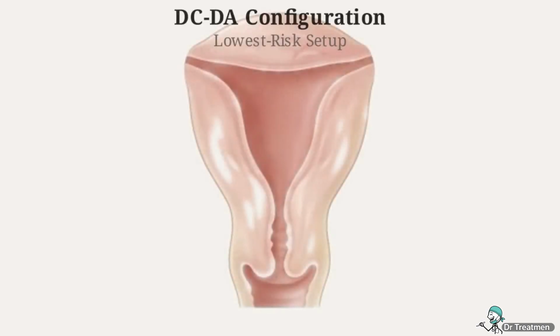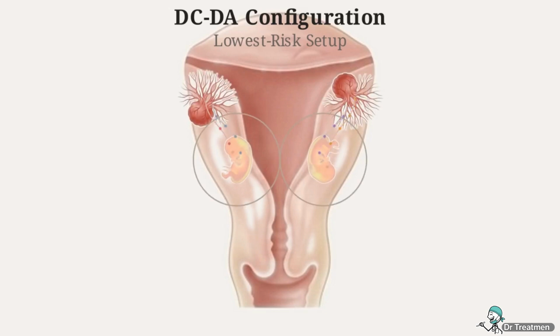This is the DCDA configuration, the lowest risk setup. Each twin grows within its own amniotic sac, sustained by its own independent root base, or placenta. Fraternal twins always develop this way, starting as two separate embryos that implant in different locations.